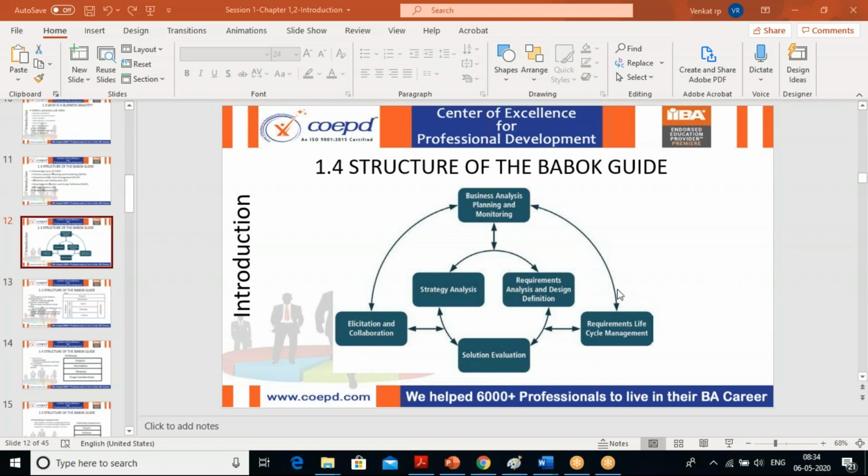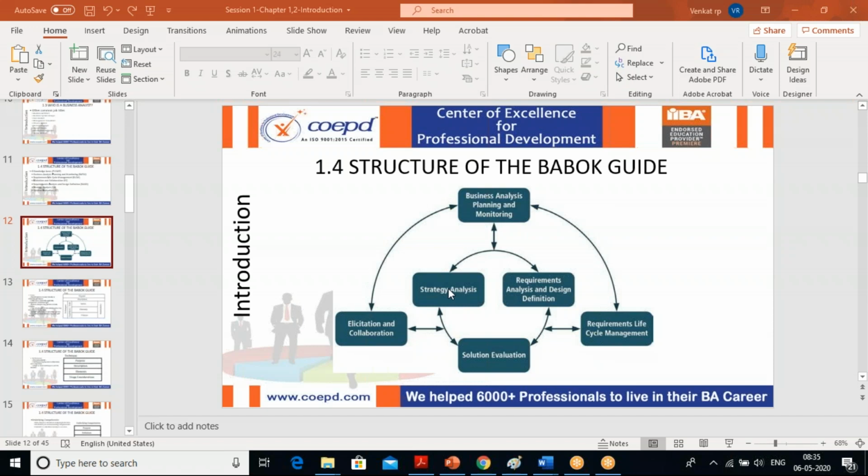Now, once a project has been given to you, then what we have to do first of all is strategy analysis. With respect to that particular project, we will see how we are going to handle it. Here we are going to see what the current state is and what the future state should be. We will understand a clear-cut picture about strategy analysis. Strategy analysis deals exactly with the project or the initiative.